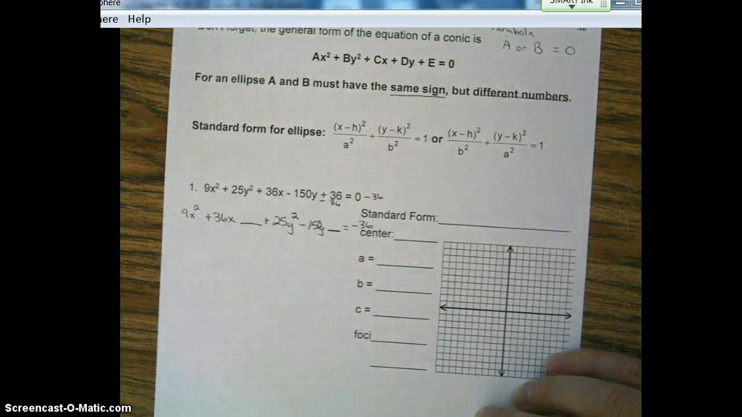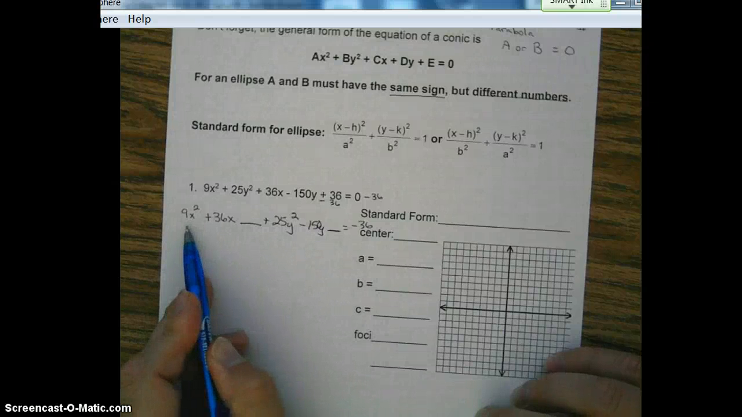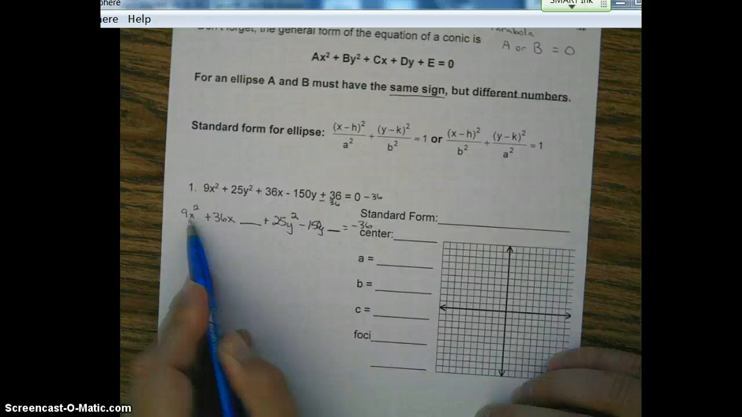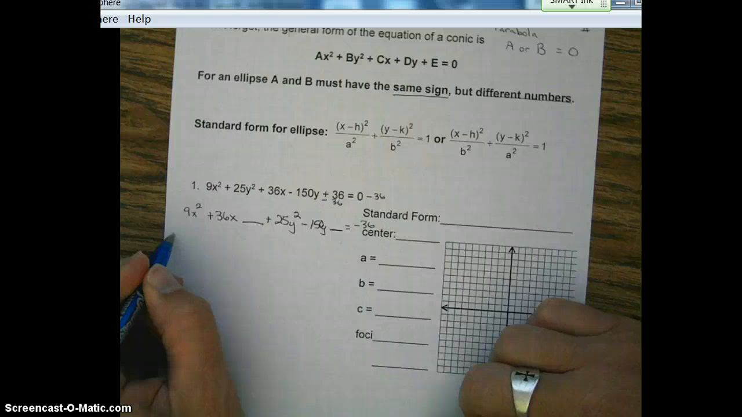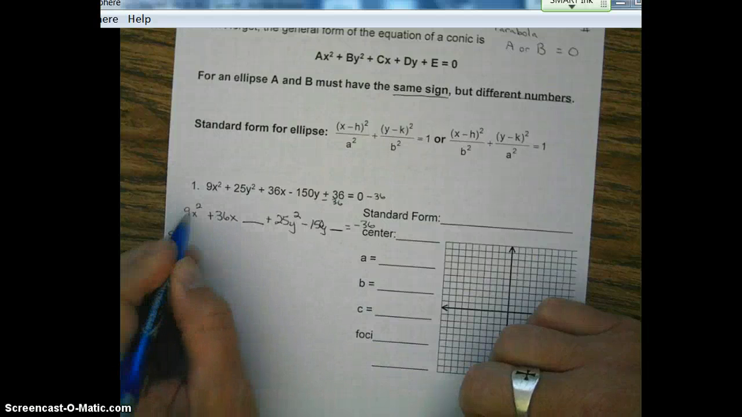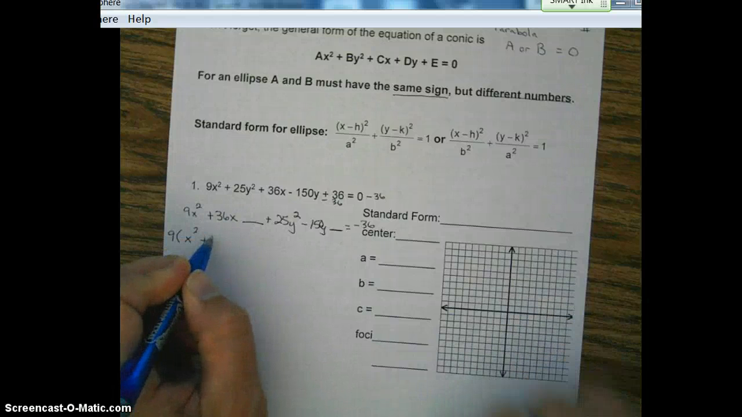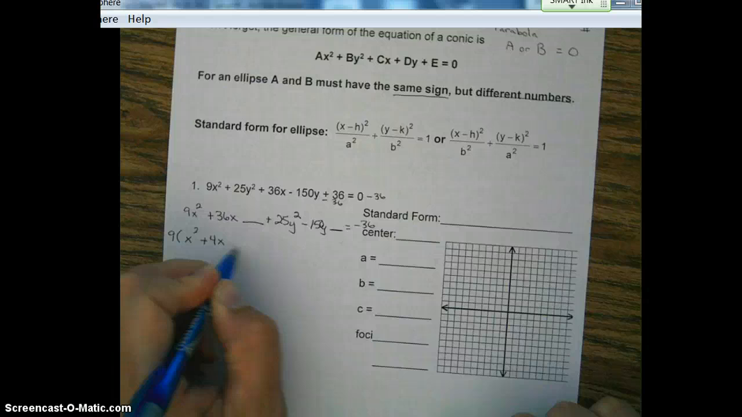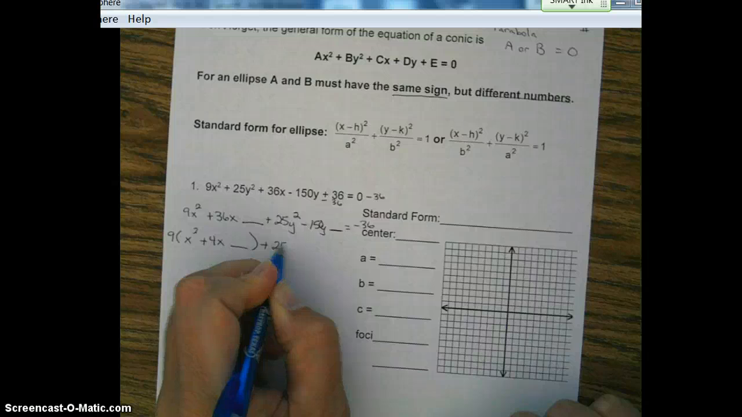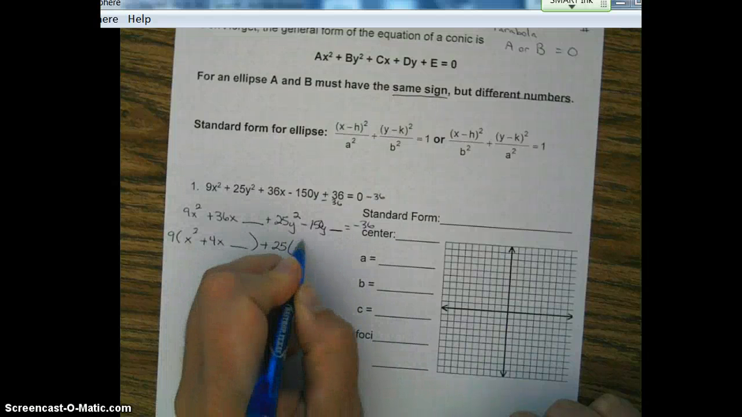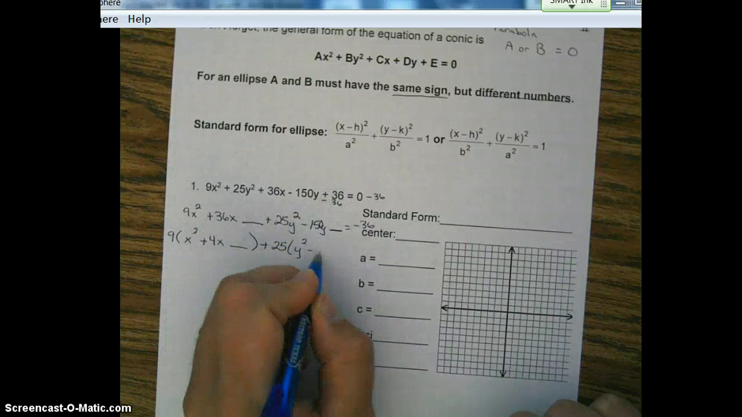Okay, so now we have to go back. Completing the square. Since the a value is not 1, we have to do an extra step. First thing we need to do is factor out the a value. So we're going to have 9 factored out. 9 goes into 9 one time. 9 goes into 36 4 times. Factoring a 25 out. 25 goes into 25 once. 25 goes into negative 150 negative 6 times.